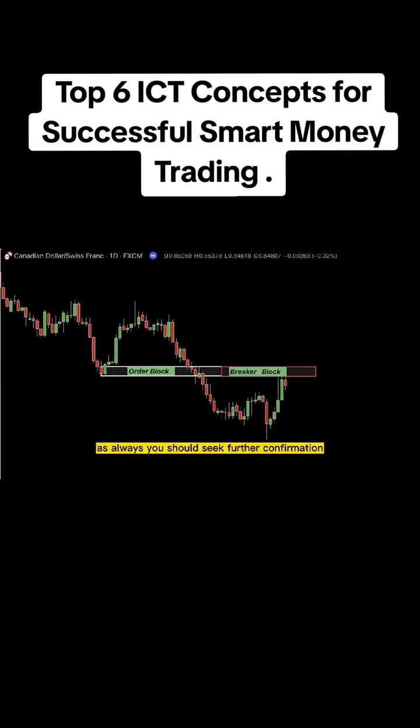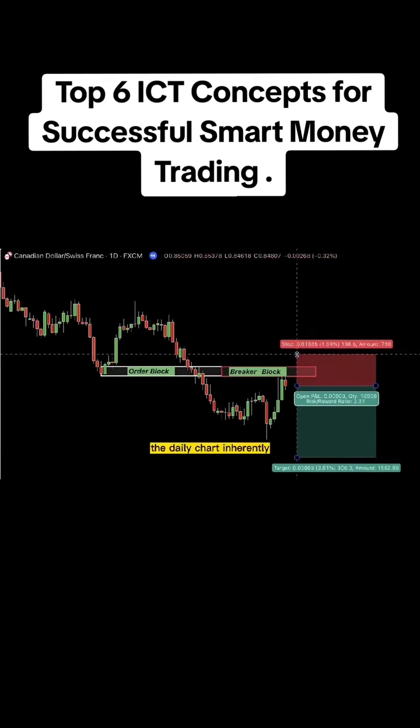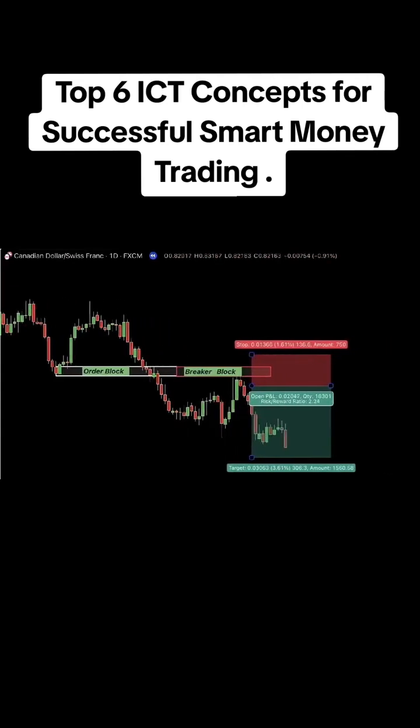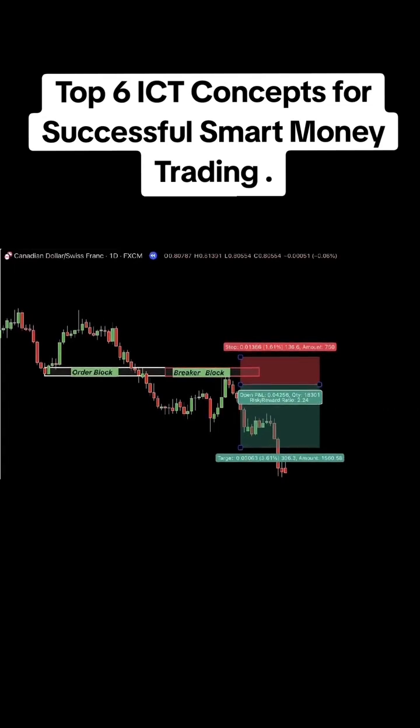As always, you should seek further confirmation, such as a market structure shift or price rejection, in lower time frames before executing the trade. If you're trading on the daily chart, as in the example provided, there is no need to look for further confirmation on lower time frames or conduct a top-down analysis. The daily chart inherently offers higher probability setups due to its strength and reliability in capturing broader market movements. For bearish breaker block trades, place your stop loss 10 to 20 pips above the high of the breaker block to protect yourself from any further price movement in the opposite direction.